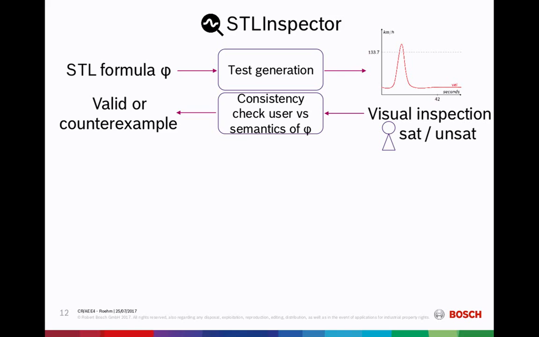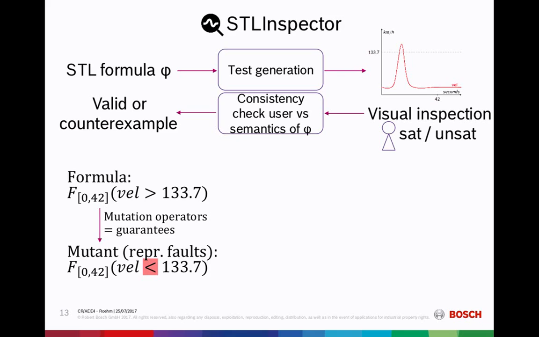And then we do a consistency check against the formal semantics of the formula phi. In the end, if the consistency is there, everything is fine. But if not, we get a counterexample. And that's quite nice, because then we have one specific example where something happened, and we can investigate this one specific example. All right, so how does this test generation work?